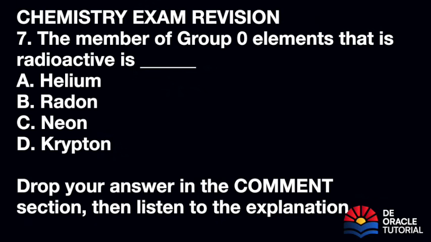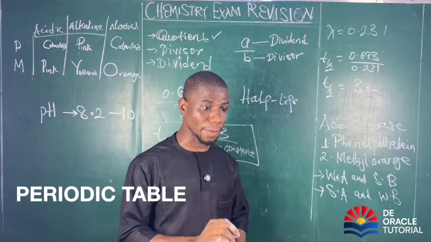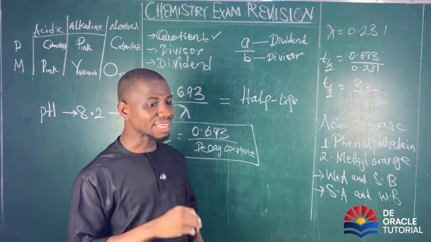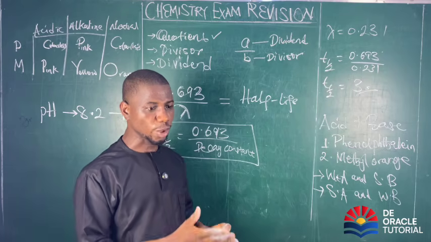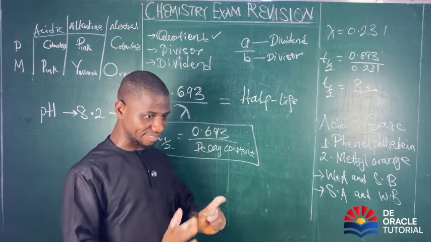The next question says the number of group 0 elements that is radioactive is dash. Option A, helium. Option B, radon. Option C, neon. Option D, krypton. And the question is under the periodic table. Exactly. They did not mention every other group. They mention a particular group called the group 0. That is the same thing you call group 8. Some will call it group 18, while some will call it group 8A. Any one you see is the same thing.